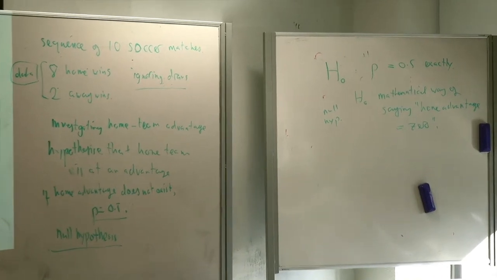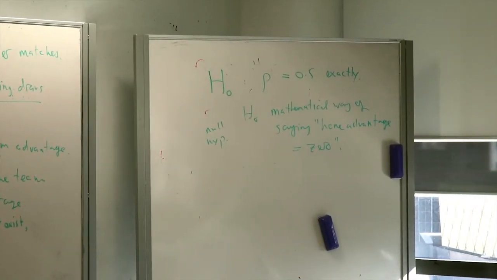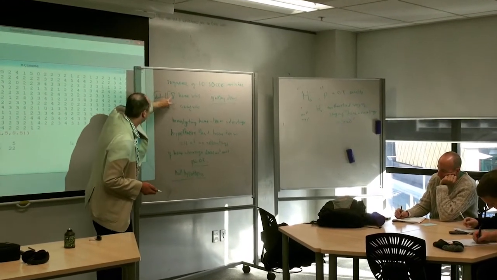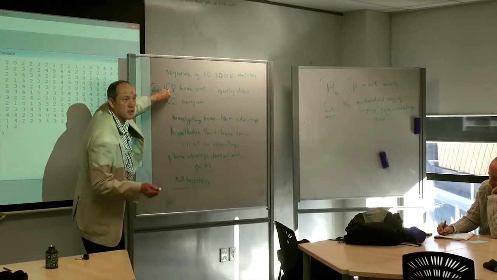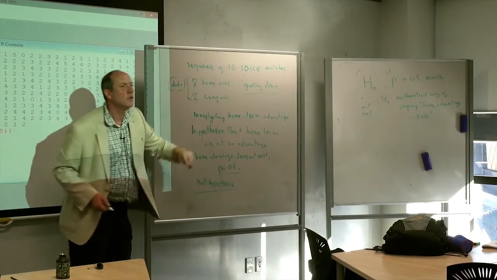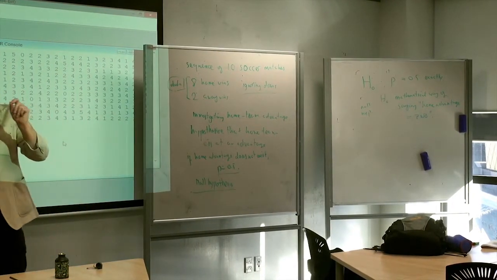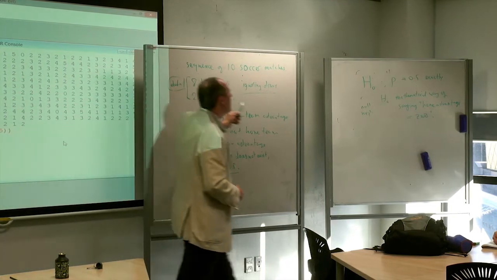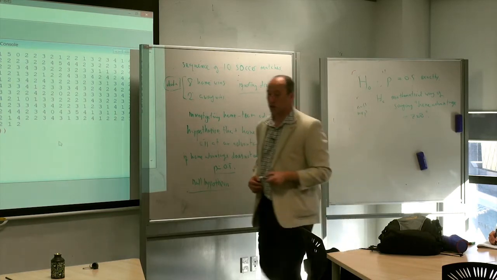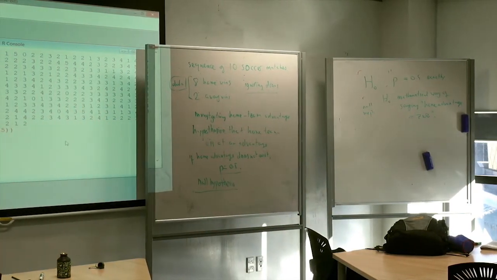Now, it's one thing to say that we've got more home wins than you'd expect. Well, you'd expect 5, because it's 50-50 out of 10, right? But we've got 8 here. But this observation here is quite consistent with this. If I ran Bernoulli simulations, I'll show you. Let's try it.